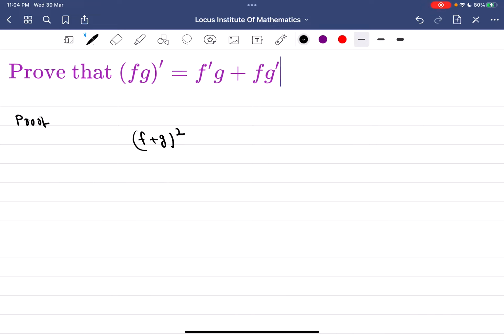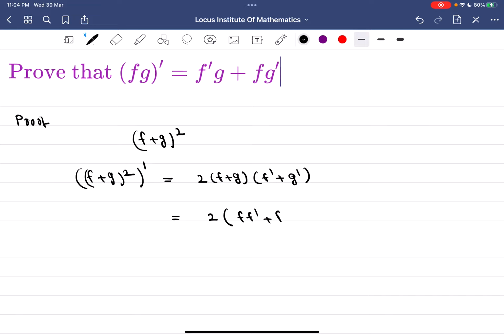Now you differentiate this (f plus g) whole square using the power rule, that is ((f plus g) whole square)'. If you differentiate it, then what you get by power rule is 2 times (f plus g). By chain rule, differentiation of f is f', differentiation of g is g'. Now open the bracket, then ff' plus fg' plus gf' plus gg'. So give this number 1.